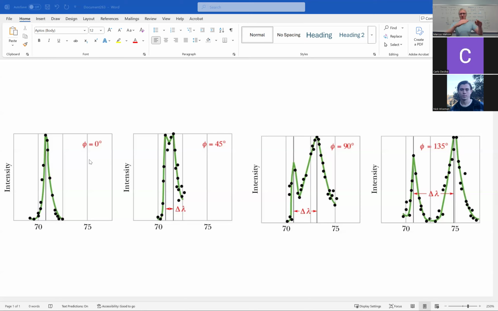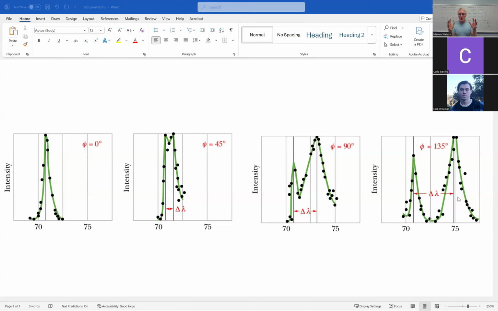Notice when I go to 90 degrees, which is now I'm taking the detector and putting it up here, the photons are coming in from this direction and scattering straight at 90 degrees, at a 90-degree angle, straight upwards, say. Notice what the photon wavelength looks like now. It's a touch over 72.5, okay? And the last one is at 135, and you can see now that wavelength is almost at 75 nanometers.